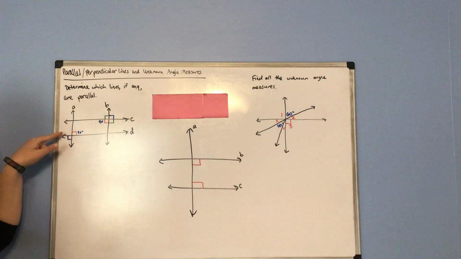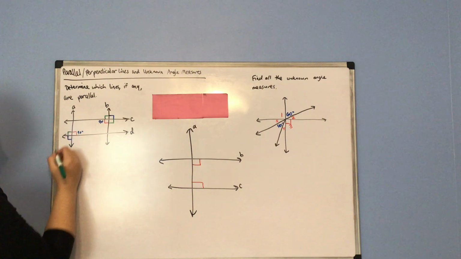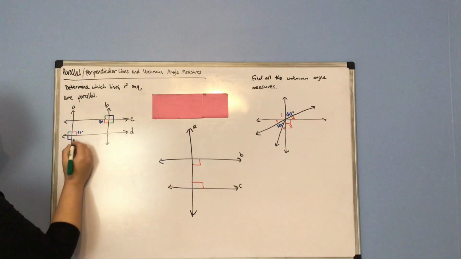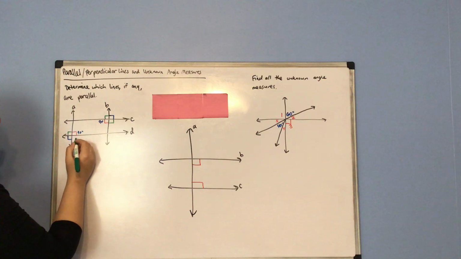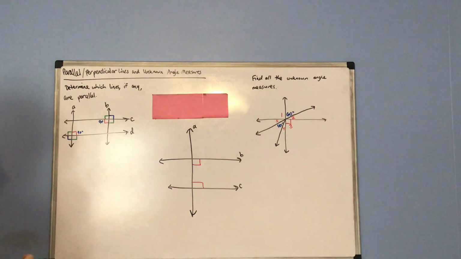I can do similar things here. This 90-degree angle is a linear pair with this angle right here. 180 minus 90 is 90, so this is going to be 90. Likewise, it's a linear pair with this angle right here. 180 minus 90 is 90, so this angle right here will also be a right angle.